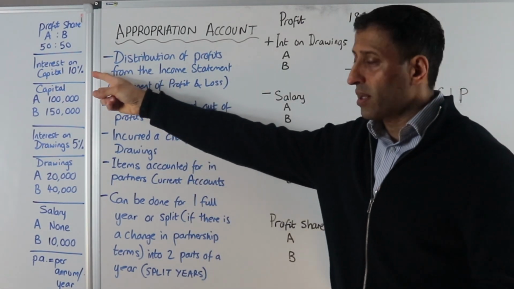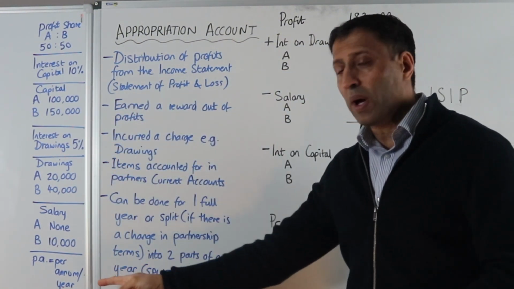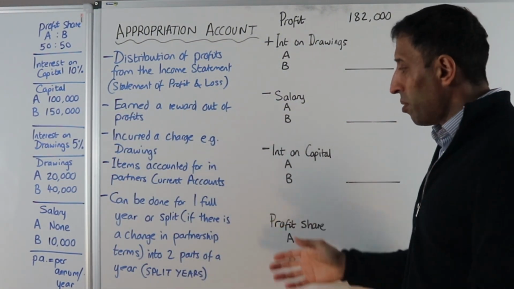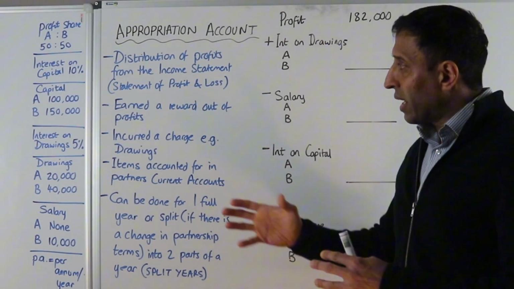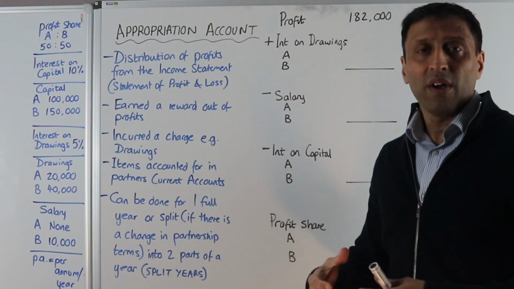Most of these figures, like the 10% interest on capital and 5% interest on drawings, are per annum, which means yearly. So we're assuming this is for a year, and that's because the terms and conditions stay the same for the partnership for the whole year.